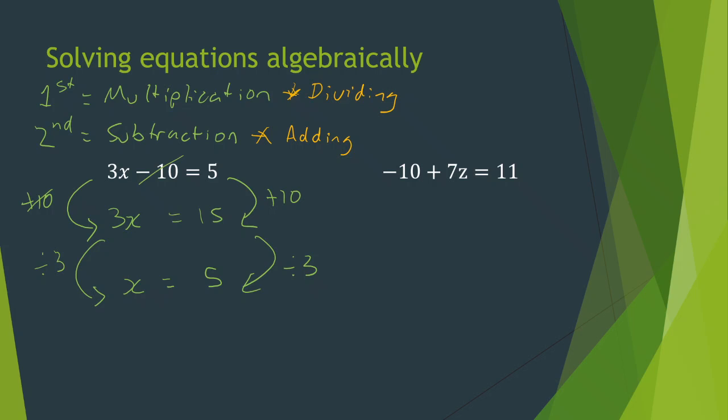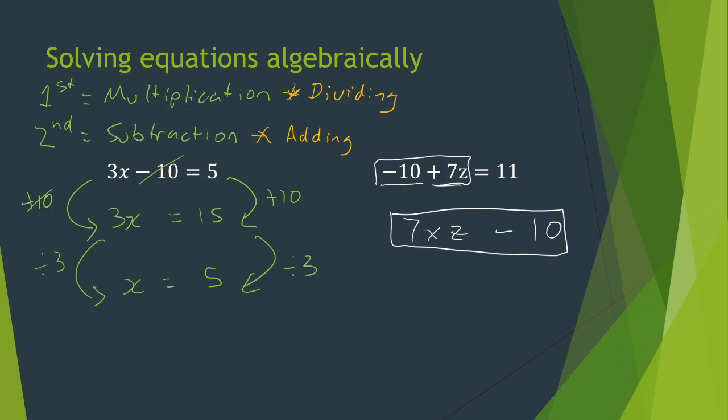Now let's have a look at this next example. So it's sort of the similar example, except it looks a little bit different. We can see here that we have a negative 10 and then a plus 7z. So what happens if I did negative 10 plus 7, all of that multiplied by z? No, that doesn't seem right. It seems like what we've done here is we've multiplied 7 with z, and then we've taken 10 away. Now that here is the exact same thing as this, except it's just written in a different order.